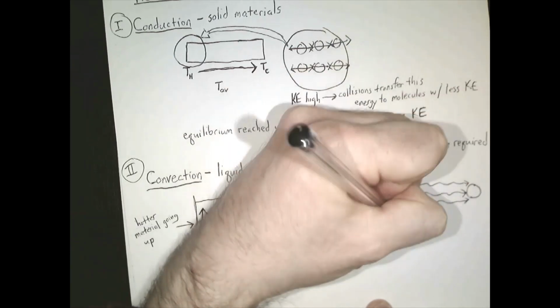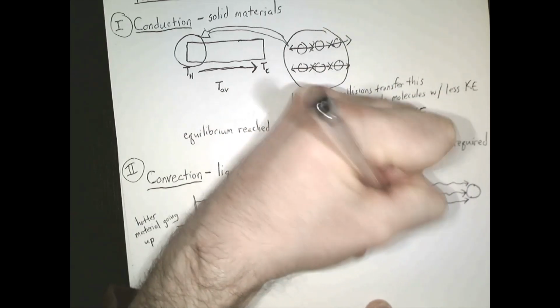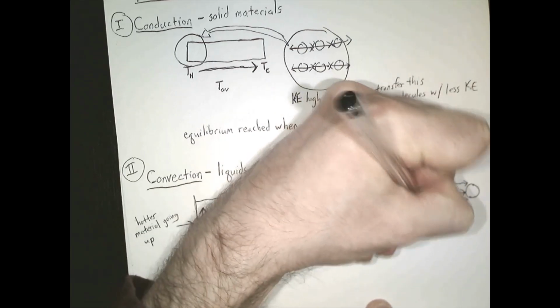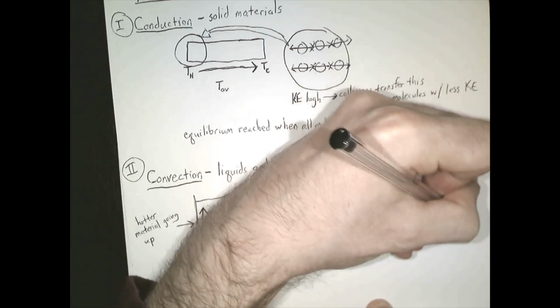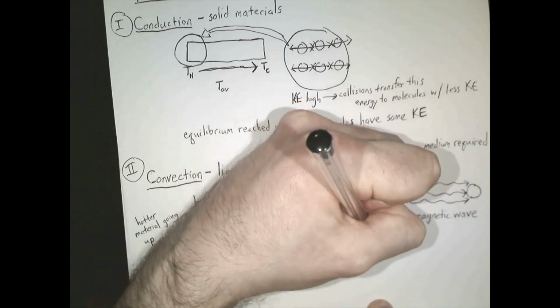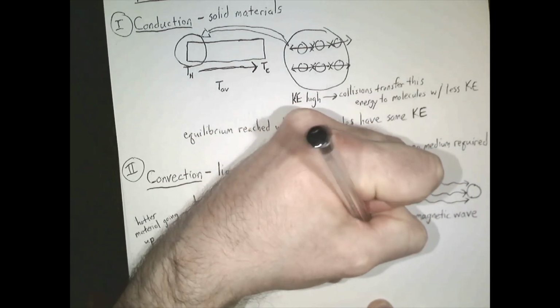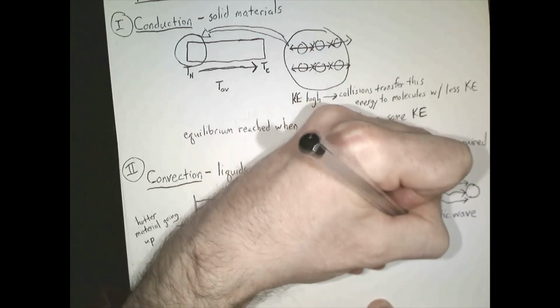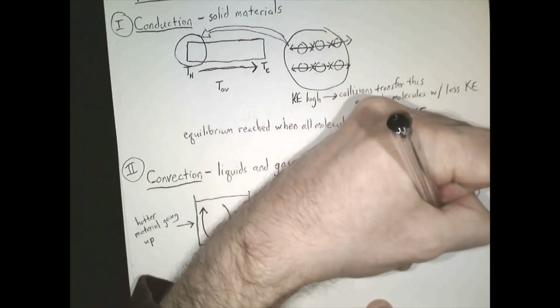So typically, radiation occurs with an electromagnetic wave. Those are the ones that are able to traverse a vacuum. And radiation, you can sort of best describe it as heat that moves directly from one place to another.